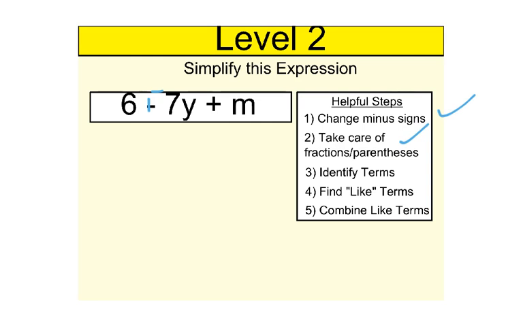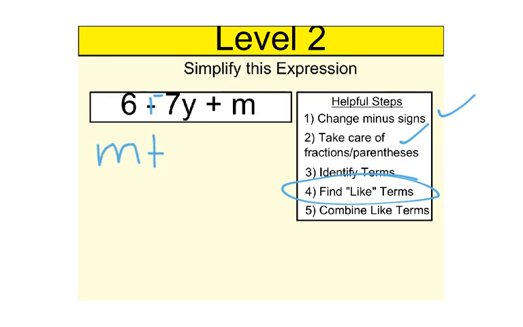Well, I don't see any other constant. I don't see any other y. I don't see any other m. That means that I don't have any like terms that I can combine. So what am I going to do? Well, I'm just going to rewrite the problem, but in order. So I'm going to put that back in there like I had. Okay, so when I rewrite the problem, I need to do my best answer, which is in alphabetical order. So if I do alphabetical order, I'm going to start with my m.